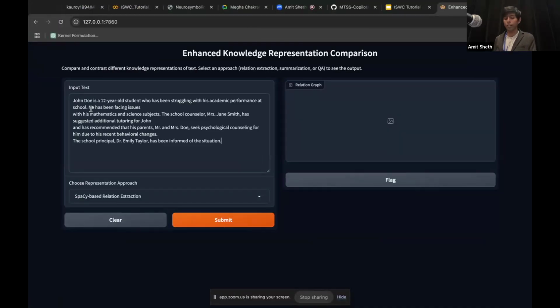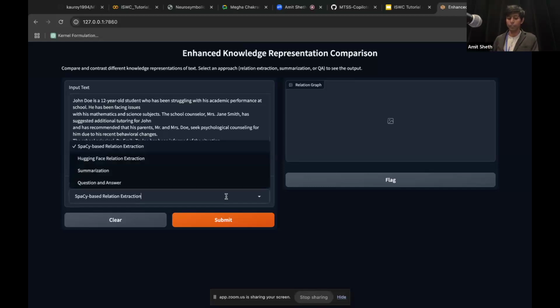Okay, so here we have some dummy text generated by ChatGPT for a student's case who is struggling with academic performance. They've been facing issues in certain subjects. There's a counselor involved, and the school principal is involved. Think of them as the school administrator, right? So what are the different ways in which a neurosymbolic copilot can quote unquote comprehend this information?